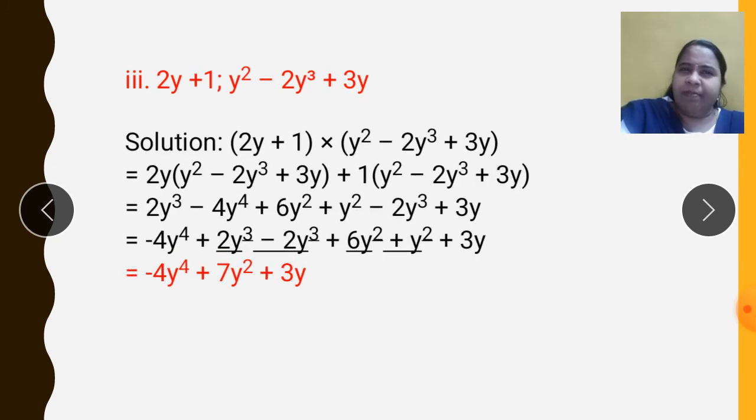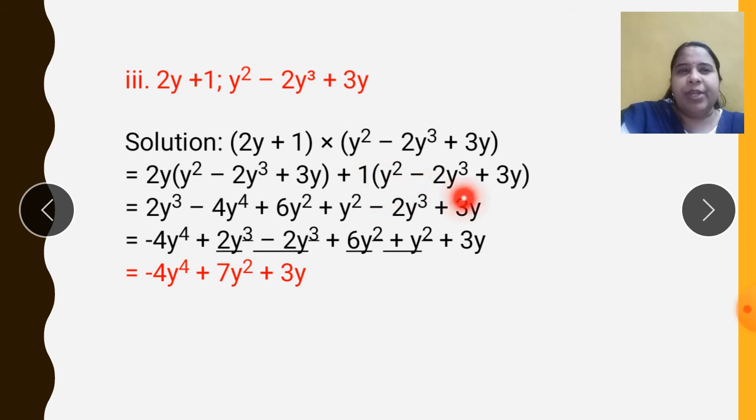Okay? Same method. We will take 2y and the second bracket, y square minus 2y cube plus 3y. Then we will take the next term with the sign, that is plus 1, and the second bracket again. Open the bracket. 2y into y square is 2y cube. Yes, 2 2's is 4. y into y cube is y raised to 4. 2y into 3y is 3 2's is 6. y into y is y square.